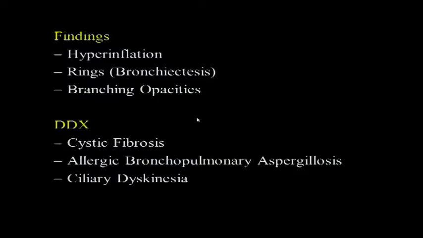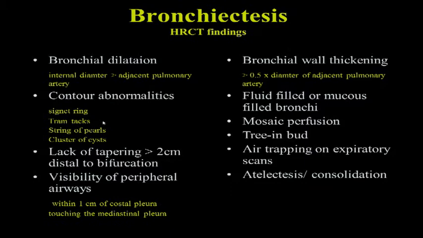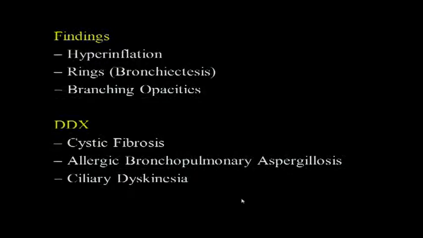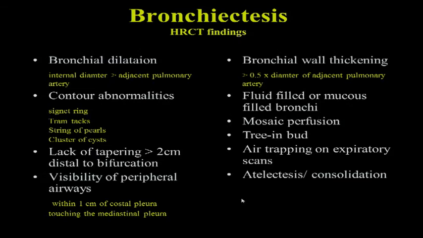When there are two parallel tracks, that is a tram track. String of pearls is what I showed you, the little curling up. This is the string of pearls appearance. It could be because they are showing lobulated margins. And then you have cluster of cysts when it is cystic bronchiectasis, and they just look like multiple cysts in one line. Lack of tapering, more than 2 centimeters distal to the bifurcation, also tells us it could be bronchiectasis. Visibility of the peripheral airways: what does that mean? In the peripheral 1 centimeter of the pleural space, you normally don't see any airways, but here you see them within 1 centimeter of the costal pleura, or touching the mediastinal pleura, which we also don't see.